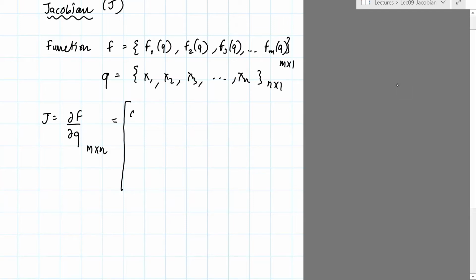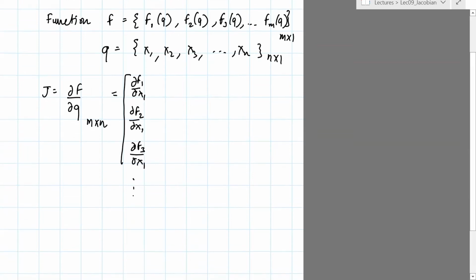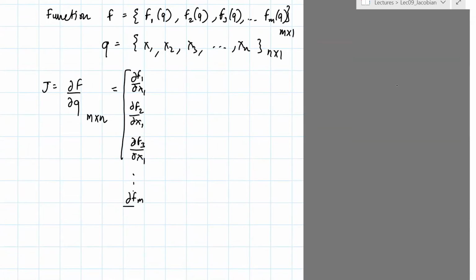So what it will look like is something like this: df1/dx1, df2/dx2. I'm doing something wrong. So remember, it's m cross n. So m rows will appear. Wait, let me just write it a bit neater. So df1/dx1, df2/dx1, df3/dx1, and so on till dfm/dx1.